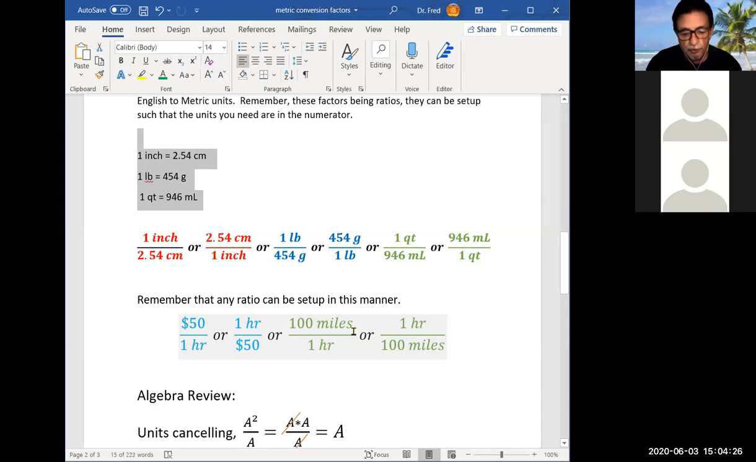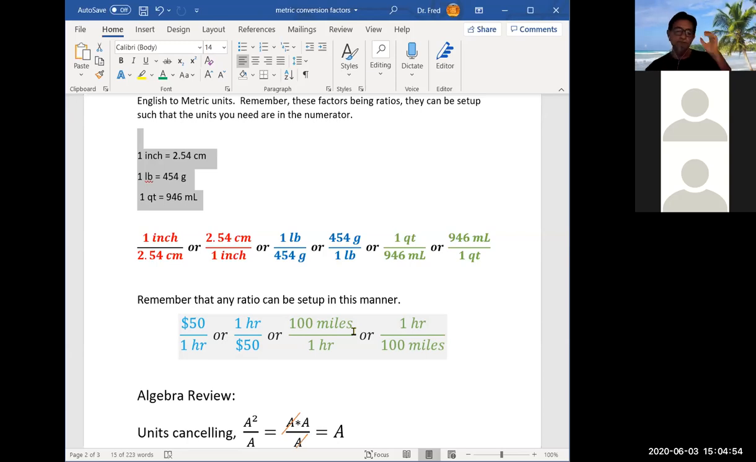If you're traveling 100 miles per hour, how many miles would you get in 10 hours? Well, I would use the factor on the left, 100 miles per hour, because I multiply that factor by 10 hours. Do not my hours cancel out? And now it's 100 times 10, which is 1,000 miles.